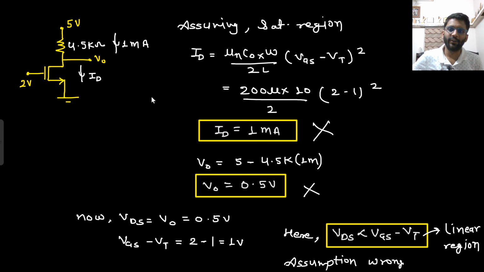Okay, what is the value of ID? Do you know the value of ID? No. In case of linear region, you don't know the value of ID. Do you know the value of VDS? No, because VDS is also V naught. So there are two unknowns. But one thing you can see here is that (5 minus V naught) by 4.5K is equal to ID. If this is ID, that means the same current is flowing through this resistance as well. So (5 minus V naught) by 4.5K is equal to ID only. Are you getting this point?